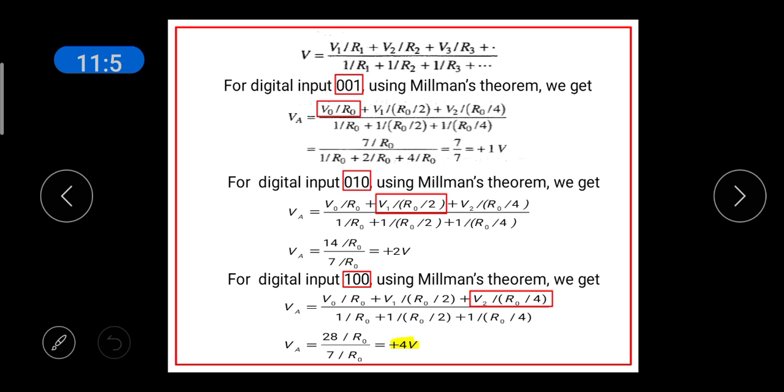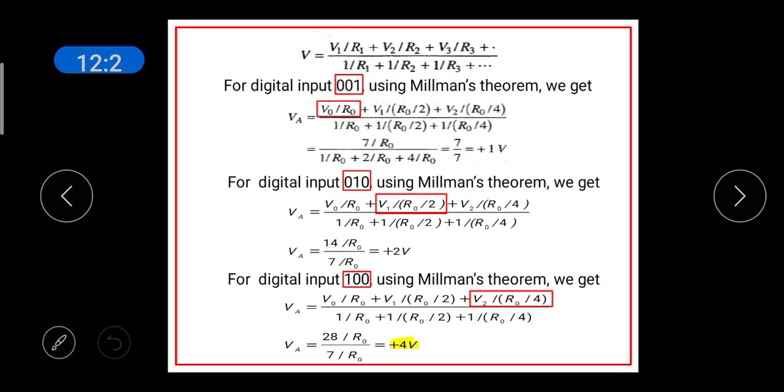Now V1, V2 are 0. So you have only V0 by R0. V0 is 7. So you have 7 by R0 divided by 1 by R0 plus 2 by R0 plus 4 by R0, which is equal to 7 by 7, which is equal to plus 1 volt. So by using Millman's theorem, we obtain the analog output voltage for digital input 001 as plus 1 volt.